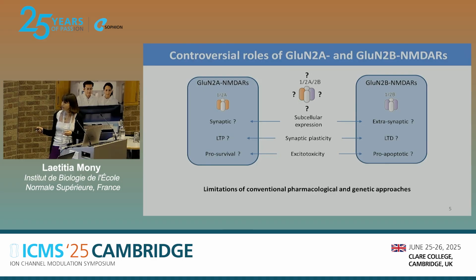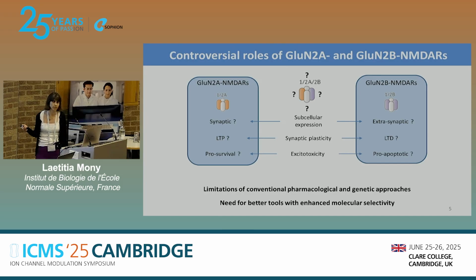Indeed, pharmacological and genetic approaches are limited in selectively targeting one single subtype. For instance, pharmacological agents aiming at decreasing the activity of GluN2B containing NMDA receptors, so the diheteromers, will also partially affect the triheteromers. And similarly, genetic approaches aiming at, say, knocking down the GluN2B subunit, will suppress both the diheteromers and the triheteromers. So we need better tools with enhanced molecular specificity.